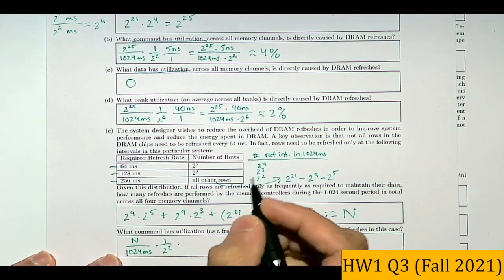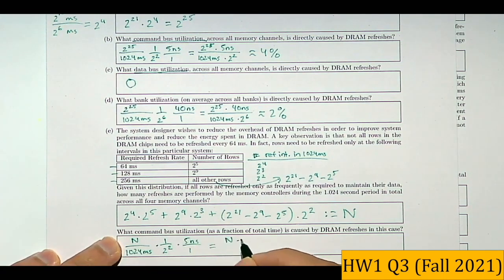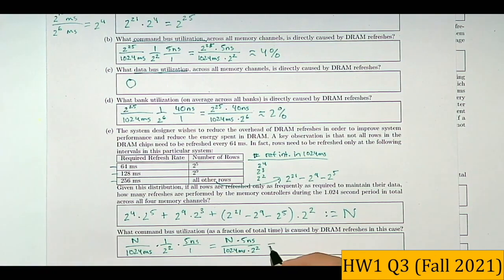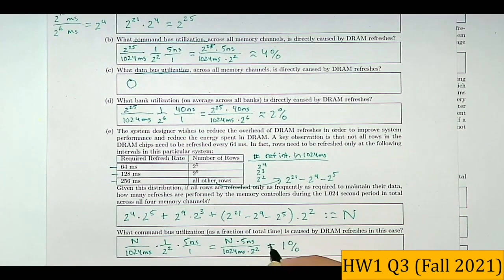We know that each single refresh operation keeps the command bus busy for 5 nanoseconds, so 5 nanoseconds per 1 refresh. The answer then is just n times 5 nanoseconds over 1024 milliseconds times 2 to the 2. Once again, you could go ahead and simplify it. Based on the solutions, this ends up being about 1%.